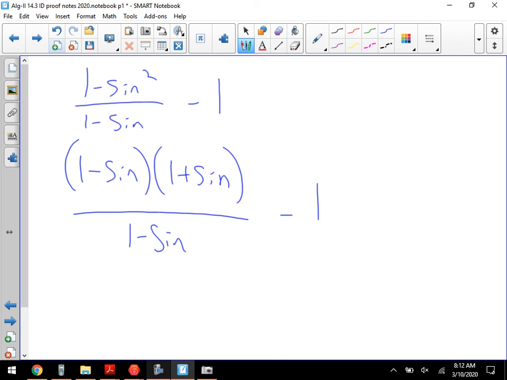Now can I simplify out? Now I can simplify out those terms because I can put parentheses around this and call it a term. And I have 1 plus sine now, minus 1, otherwise known as sine.